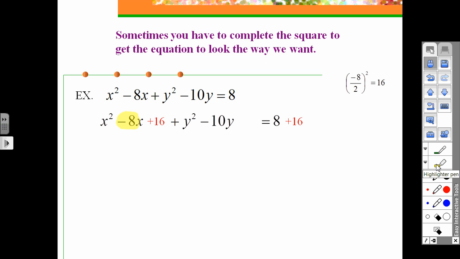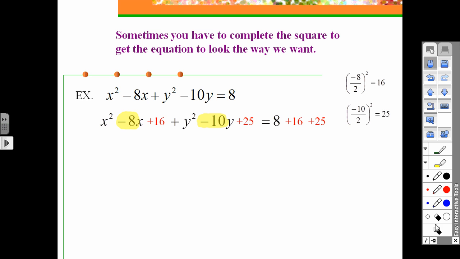Okay, great. So next, we're going to take the negative 10, the coefficient of the y, and we're going to do the same process. We're going to divide it by 2 and square it. We get 25. And then I'm going to add 25 to both sides of the equation.